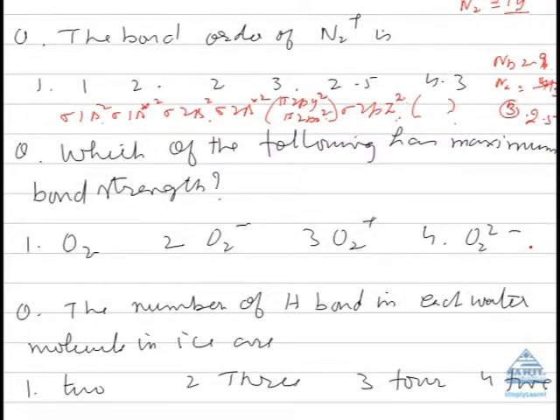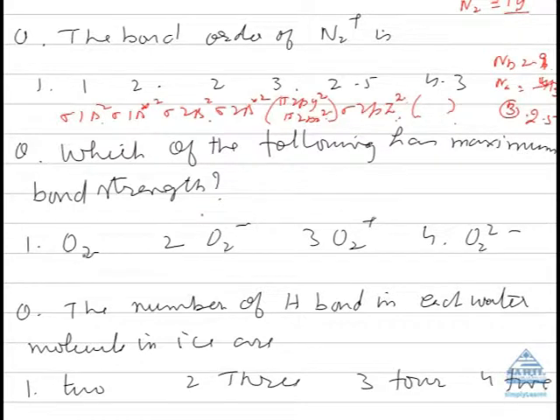If it is removed from anti-bonding, I once again repeat, if it is removed from anti-bonding, there will be an increase in bond order by half. If it is removed from bonding, the bond order will decrease by half. Now I have told you, the higher the bond order, the greater is the bond energy, that is, the bond strength. Let us see a question. Which of the following has maximum bond strength?